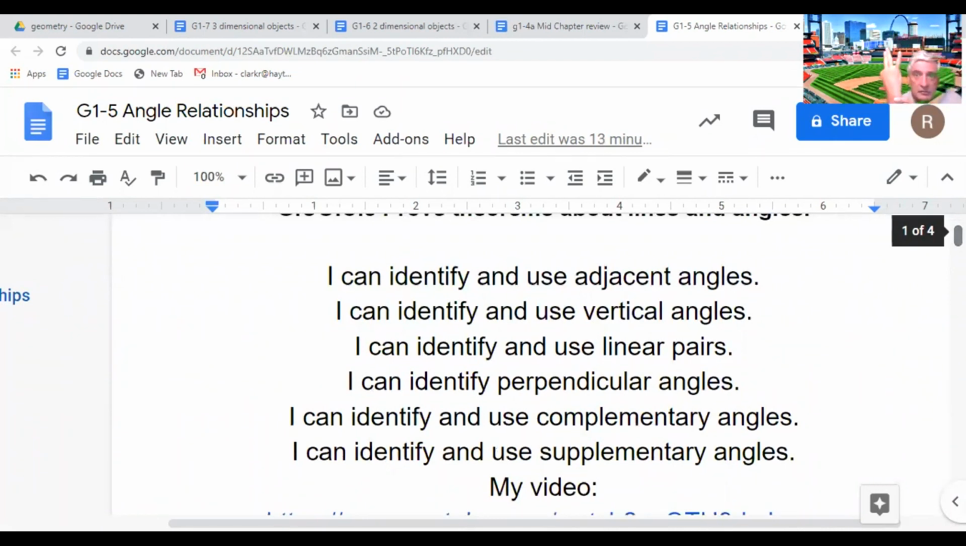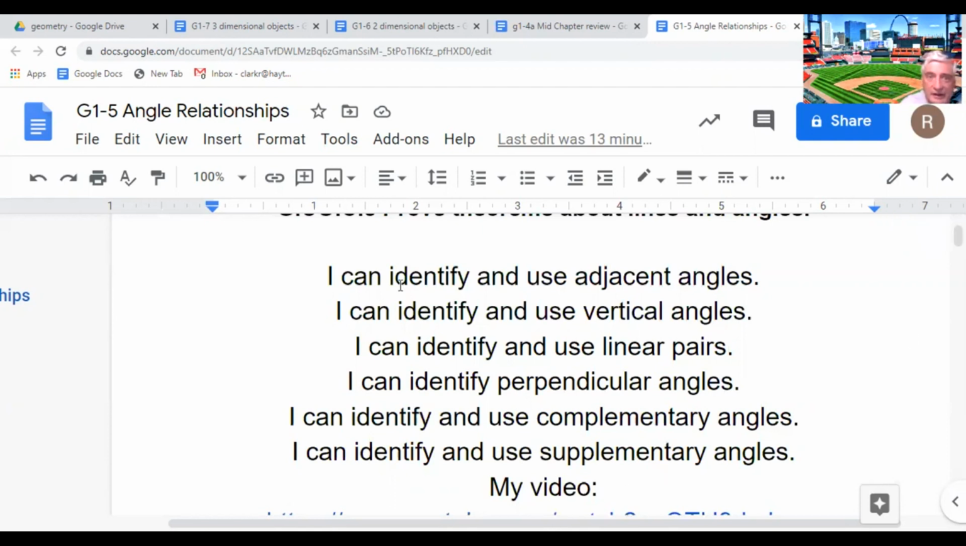Obtuse. Where's that acute? That's acute. Obtuse. That's more than 90 degrees. And we talked about right angles. We talked about acute angles, obtuse angles, right angles.